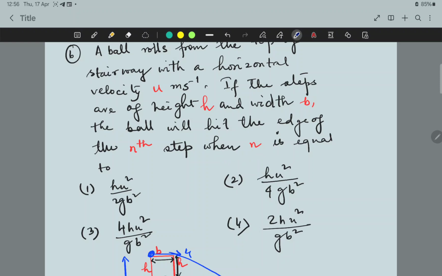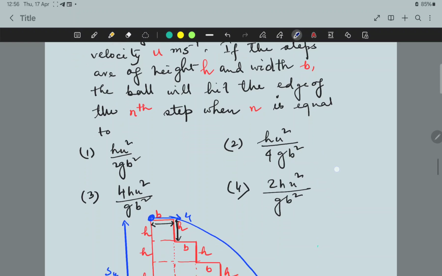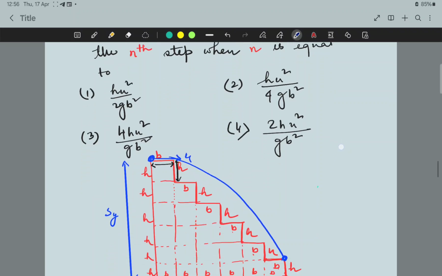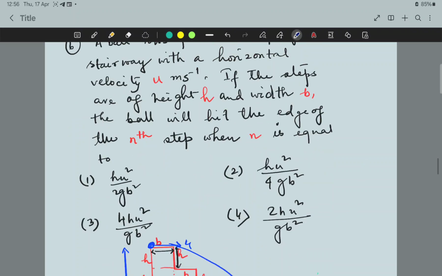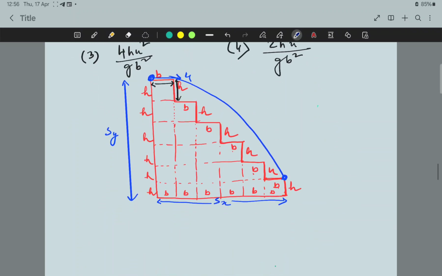So 4 options have been given for n. So let us see which one will be the correct option for n, where n is the number of steps. Okay, so the diagram is like this. This is the stairway. Now in the stairway we can see how many steps: 1, 2, 3, 4, 5 and 6. So each step has a width of b and a height of h.